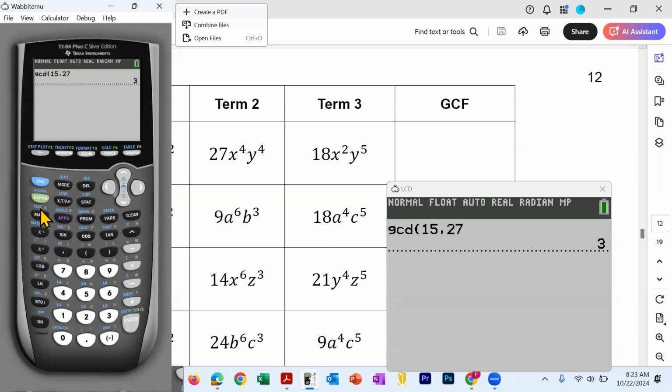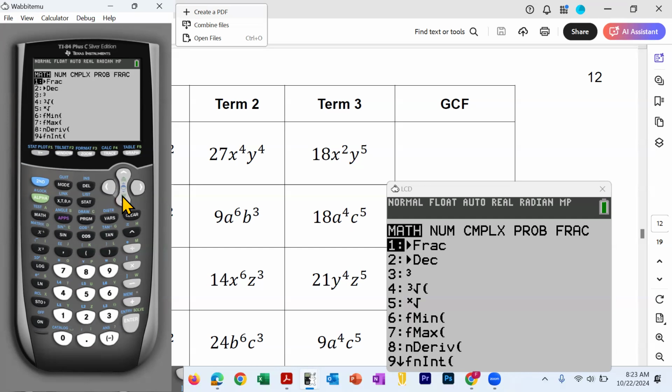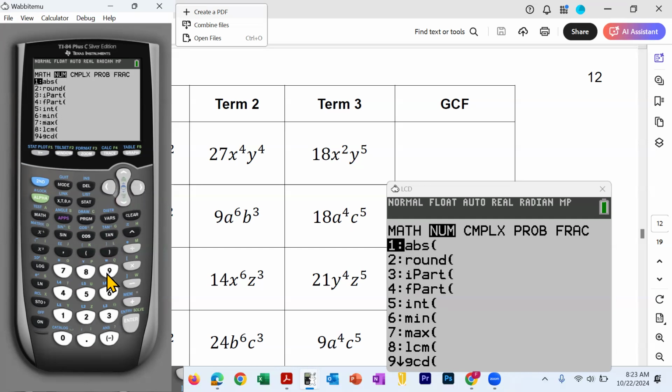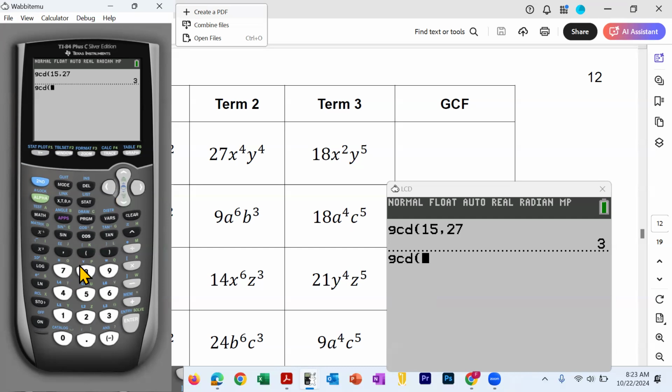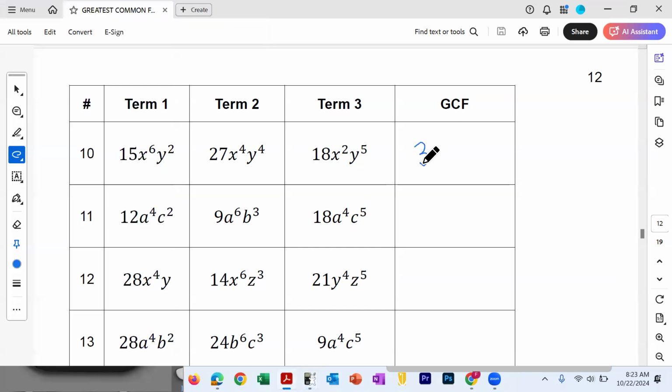Now I'm going to do the same process again. Math. Move to the right. Press 9. And then now I'm going to put, what am I going to put in there? I'm going to put the same 3 that I got from the previous one. And my last number, which is 18. And I put that in there. And that's the difficult part. So we got the 3. Cool. So now that we got the 3, I'm going to go ahead and just put my 3 here.